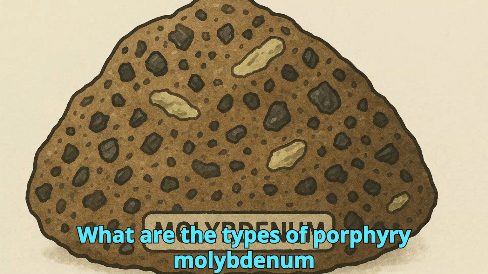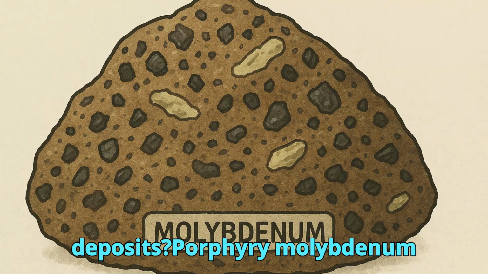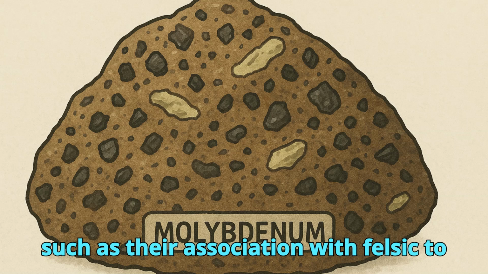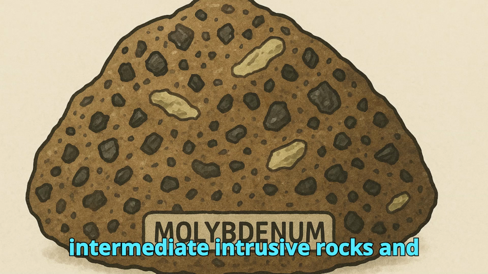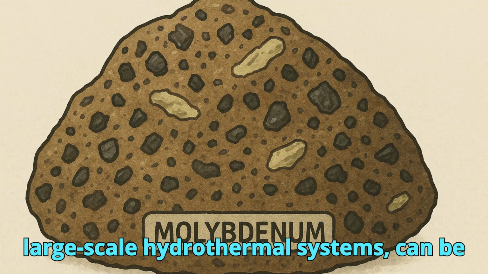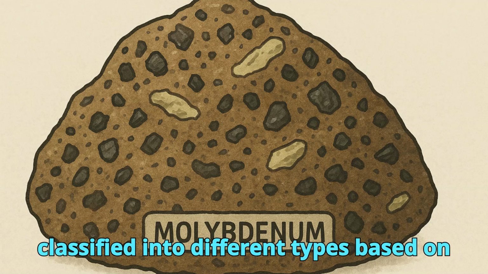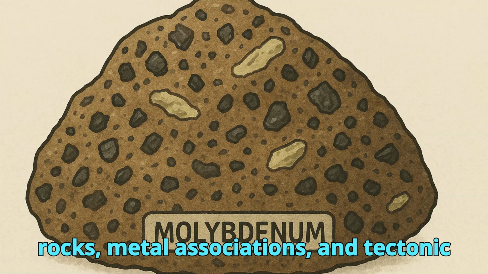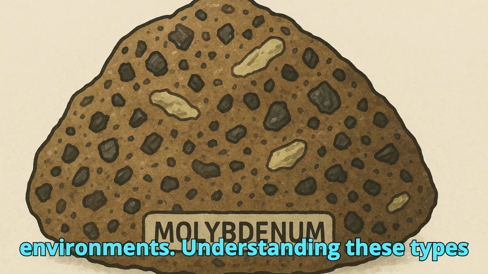What are the types of porphyry molybdenum deposits? Porphyry molybdenum deposits, while sharing common features such as their association with felsic to intermediate intrusive rocks and large-scale hydrothermal systems, can be classified into different types based on their geological setting, intrusive host rocks, metal associations, and tectonic environments.